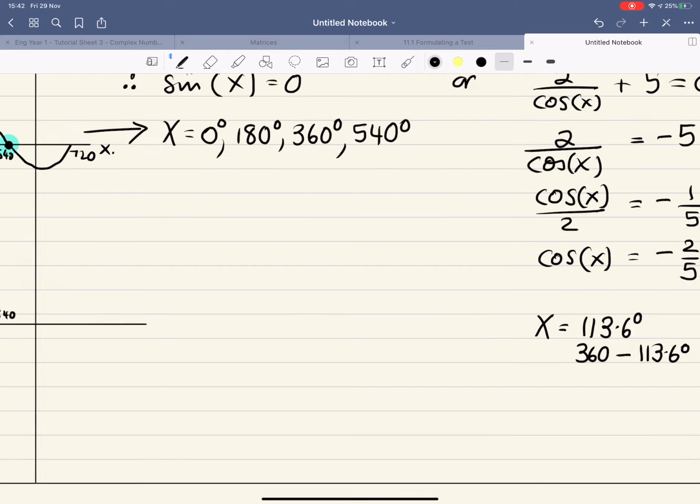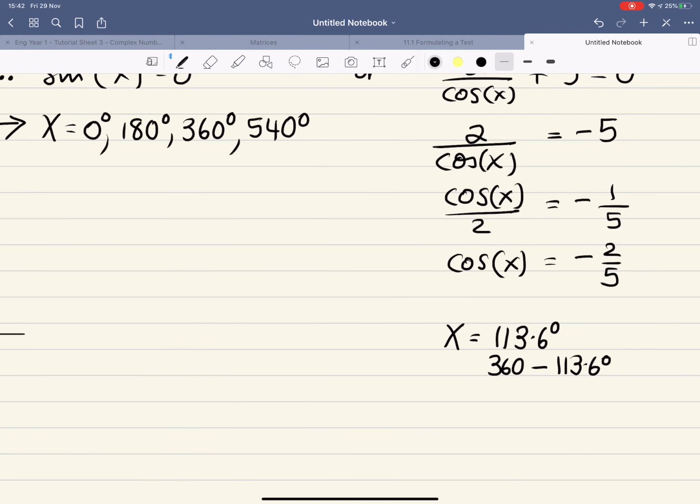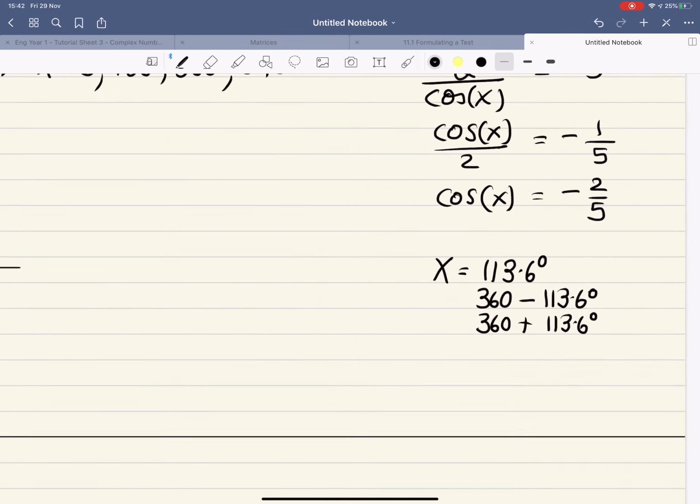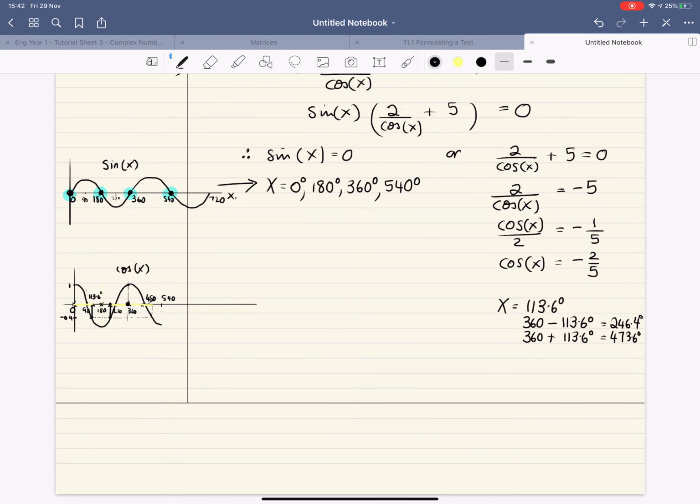And then the last one is 360 plus 113.6 degrees. I'm just going to do these on the calculator. This one, 246.4. This one I can do in my head quickly, 473.6 degrees. Okay, so there's our x's.